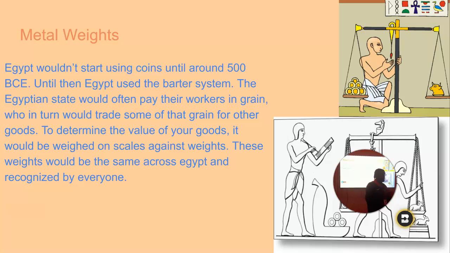Now, before we start typing, I want us to notice something here, and this is going to be super important. So make sure you're hearing this. Egypt didn't start using money until about 500 BCE. But remember, Egypt had been around for about 3,000 years before then. Egypt had been around for a really long time, and they didn't use money. They used the barter system and they used grain.